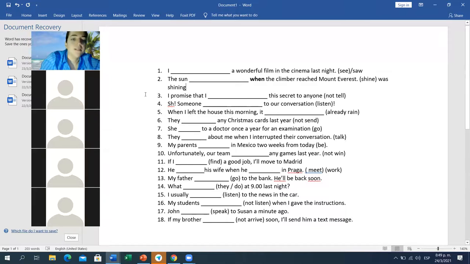No, ok. Teacher, una consulta, ¿no se puede utilizar con ed al final? No. Por ejemplo, usted me dice shined. No, because in this case, it is talking about the when, past progressive. Ok, está en pasado progresivo. Para enfocarnos más en el tiempo.